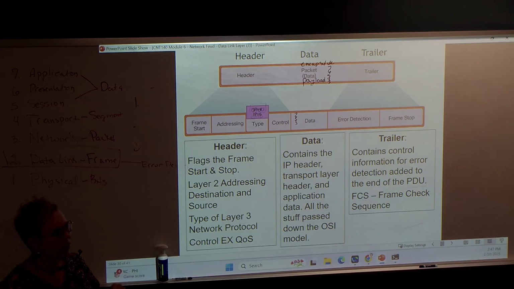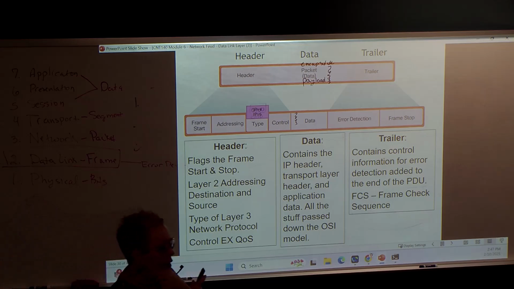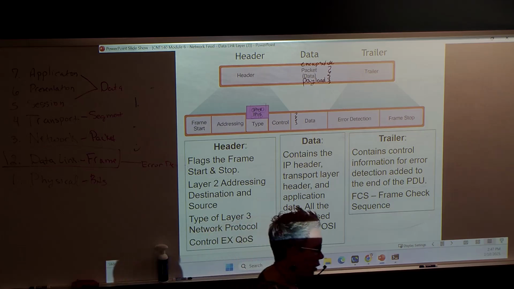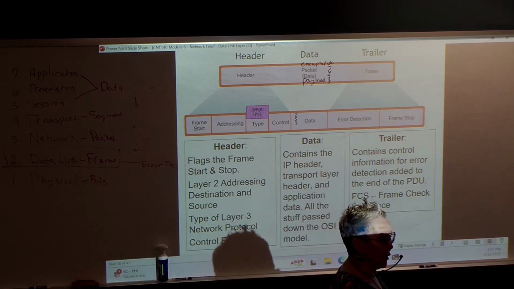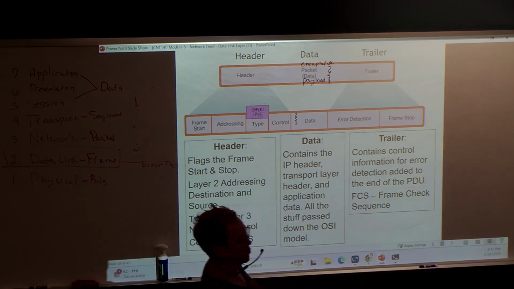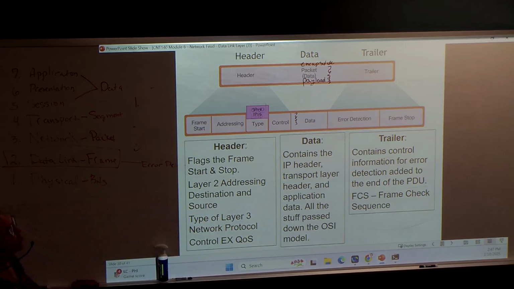Does the MAC sublayer put the frame start and frame stop on there? It does. Does the MAC sublayer do the frame start and the frame stop? Yes, it does.